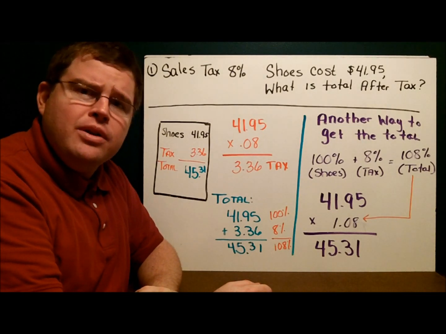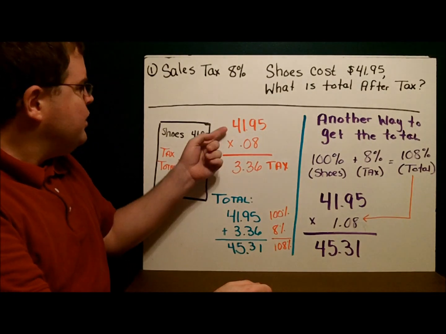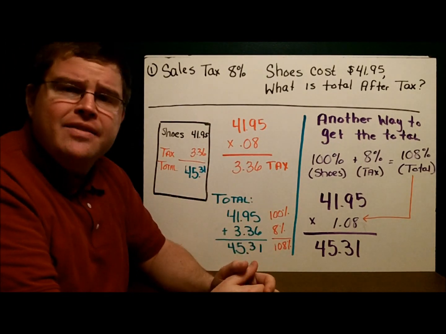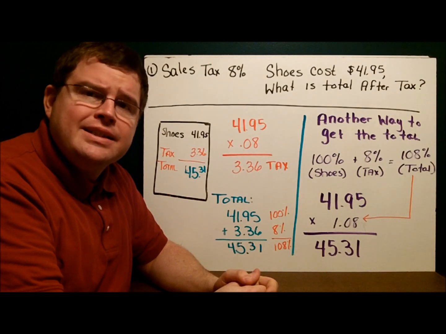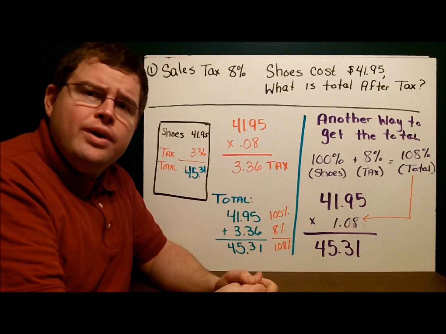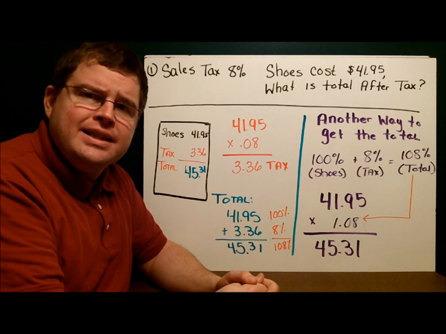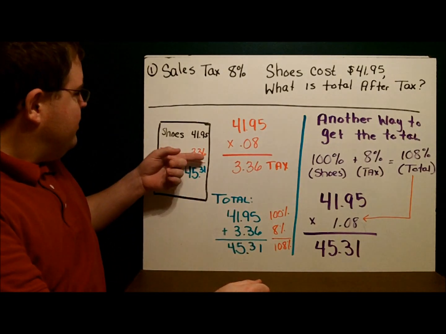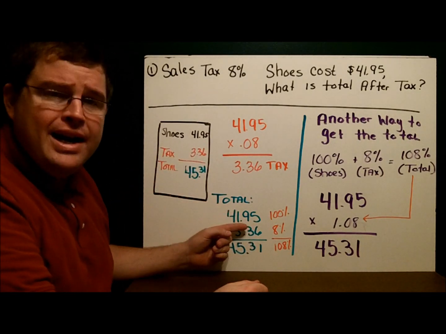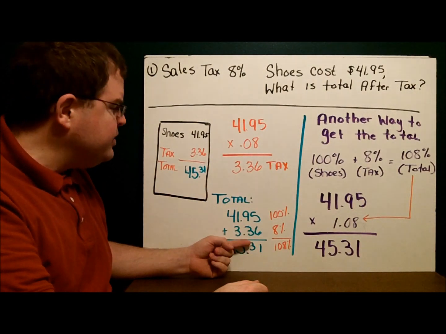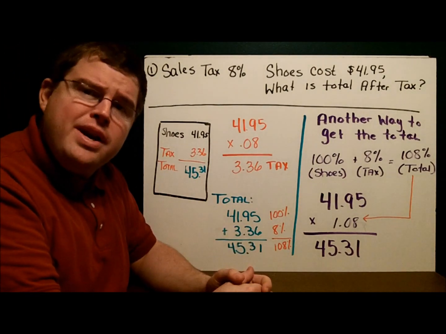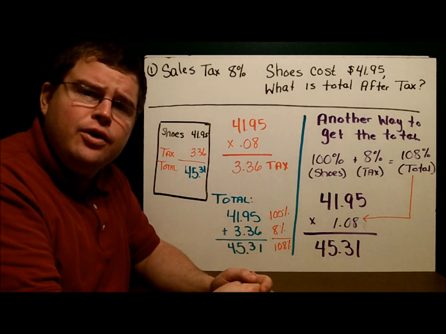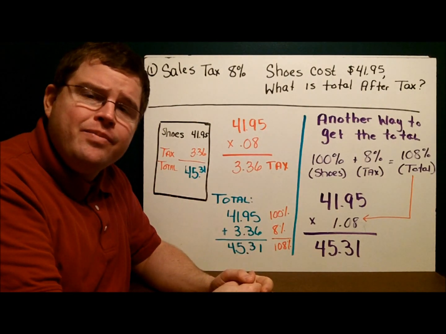8% as a decimal is 0.08. So we take $41.95 times 0.08. That gives us $3.36. So the store is going to collect $3.36 additional because you bought those shoes. The total amount, $41.95, that's the price of the shoes, plus the sales tax, $3.36, $45.31 is the total amount that you have to pay.